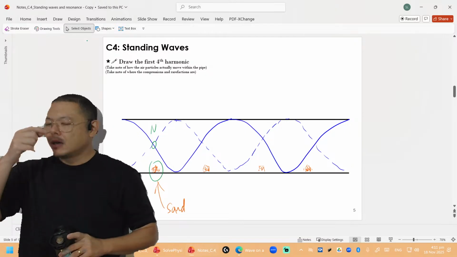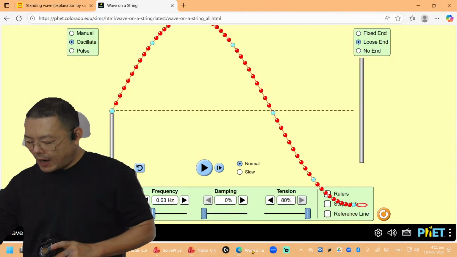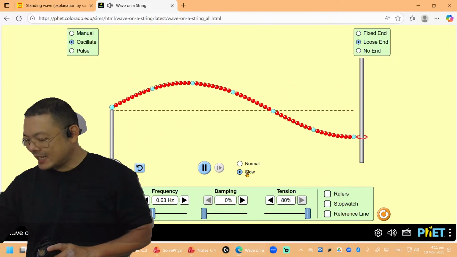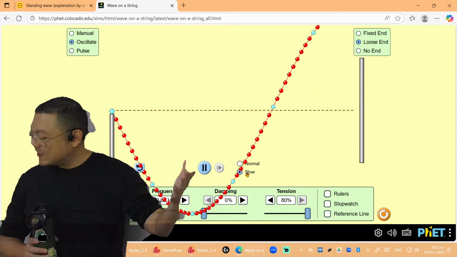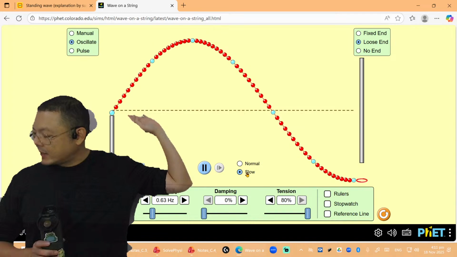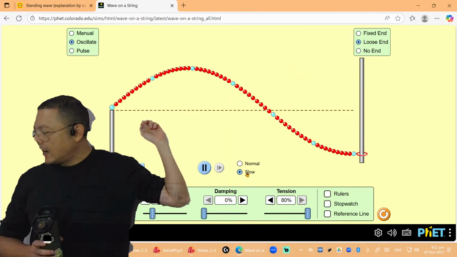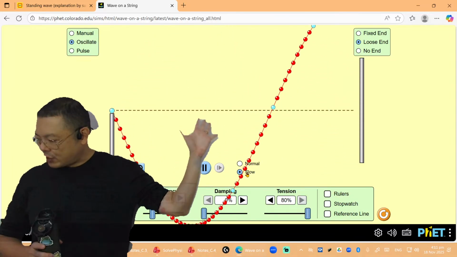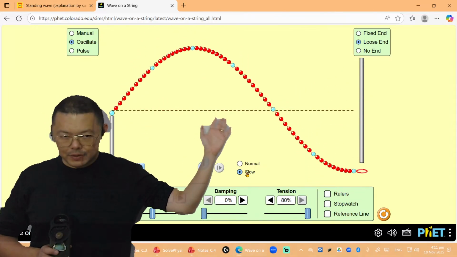Okay, hang on. I haven't shown you a standing sound wave yet. Insofar, you've only seen a standing string wave. This is a standing string wave, guys. Look at that. It's a transverse wave. While the original waves, the incident and reflected waves, are traveling left and right, the particles are actually moving up and down. So this is a transverse standing wave.